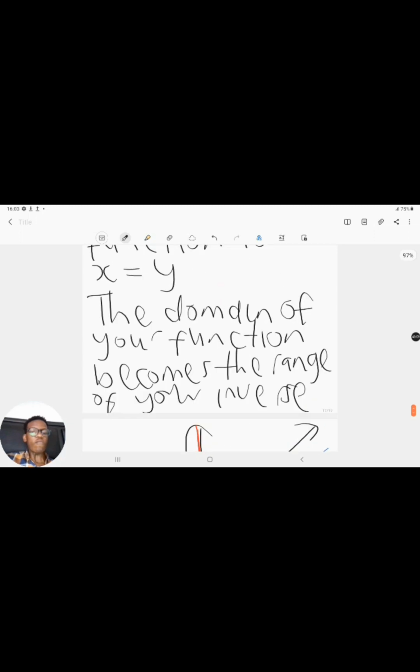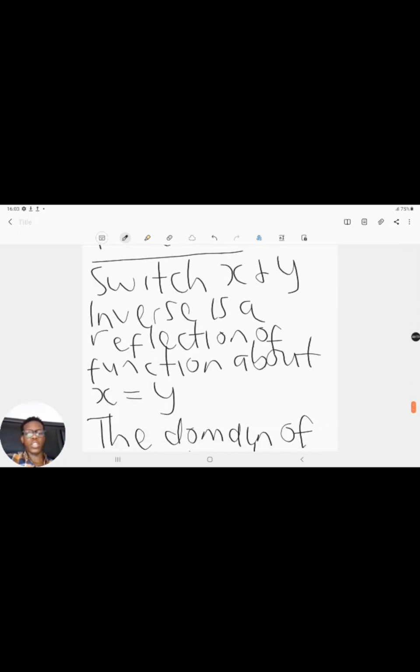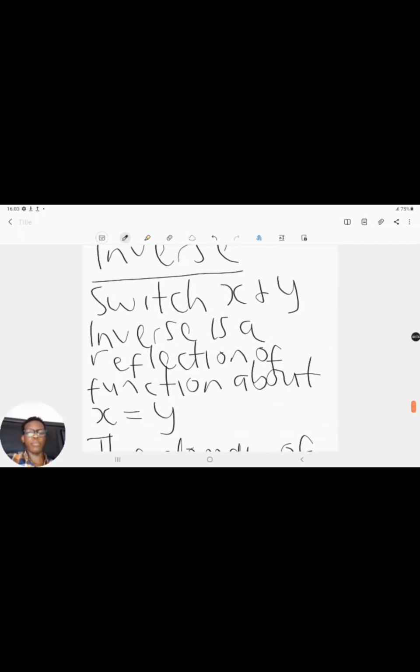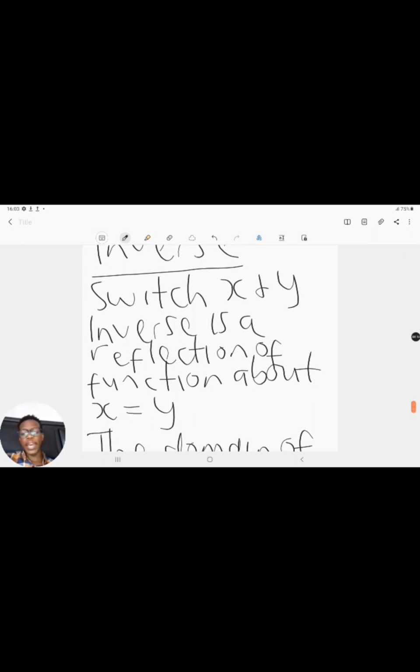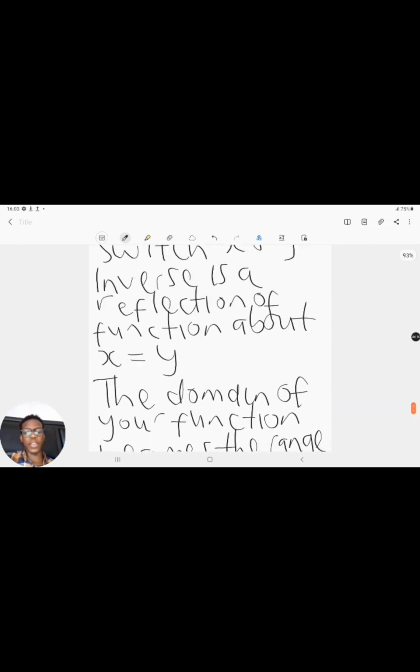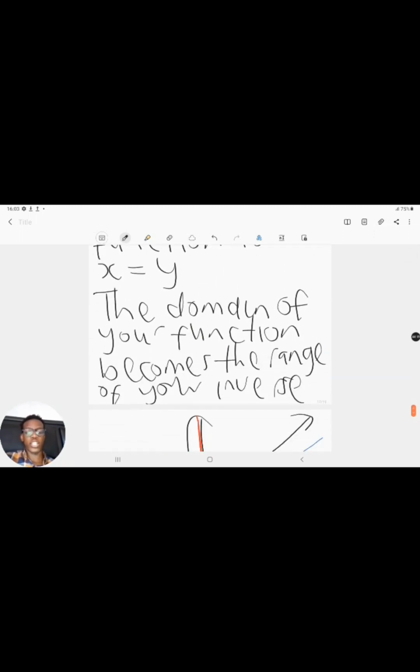Okay, so I think the important things to remember are on this page here. For your inverses, you switch your x and y, and then you make y the subject of the formula. Your inverse is a reflection of your function about the line y equals x, and the domain of your function becomes the range of your inverse function.